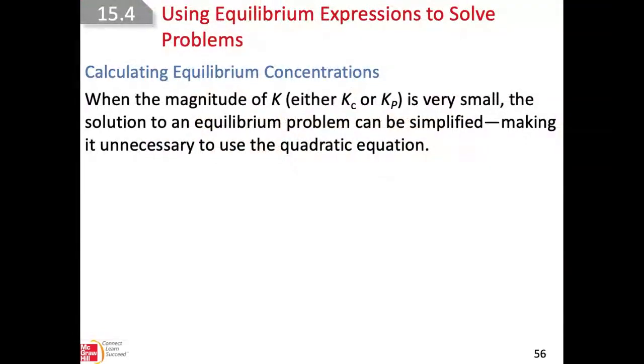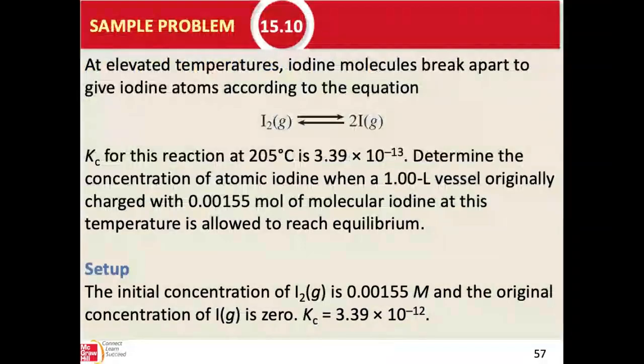Sometimes when we're constructing the table, we have to use the quadratic equation to find the x, but when the magnitude of either Kc or Kp is very small, then the equilibrium problem can be simplified and we don't have to necessarily use the quadratic equation. So take a look at this example, 15.10.